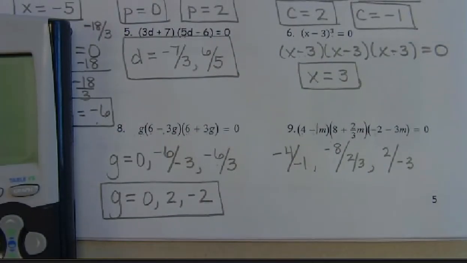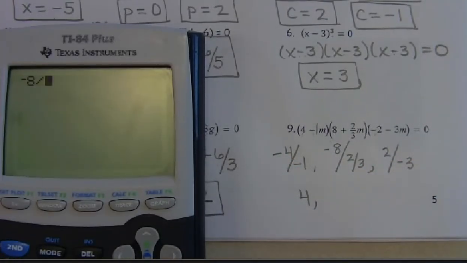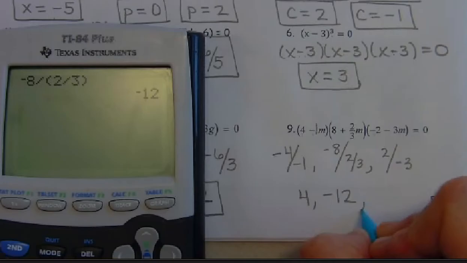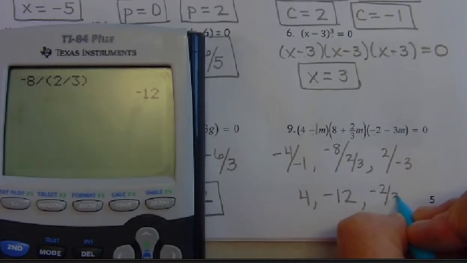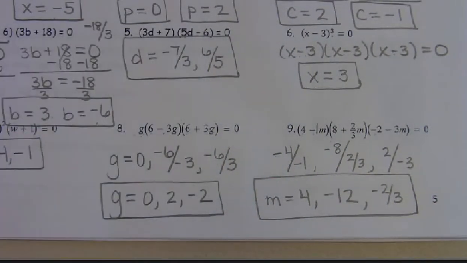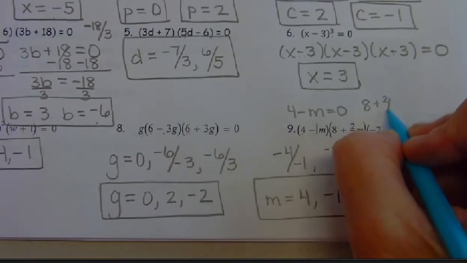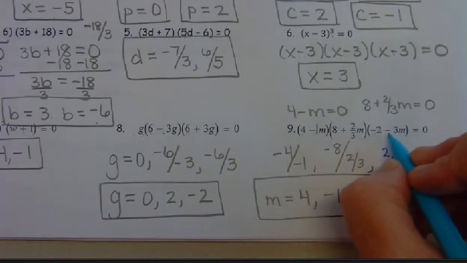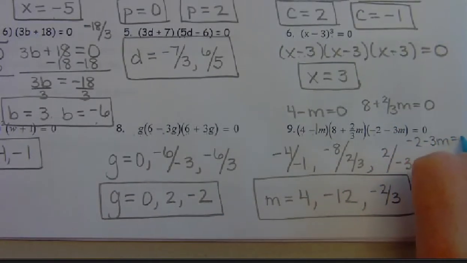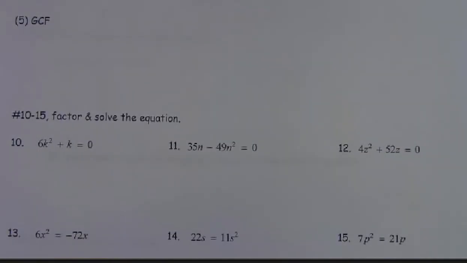So now, this first one is easy to simplify. I get 4. The next one, you can just take -8 and divide it by 2/3 on your calculator. I get -12, and then my last one is -2/3. And that is the shortcut way. If you didn't like the shortcut way, you could take that, set it equal to 0 and solve, take that, set it equal to 0 and solve, and then take this, set it equal to 0 and solve. All right, on the next page, we're going to talk about factoring and solving.